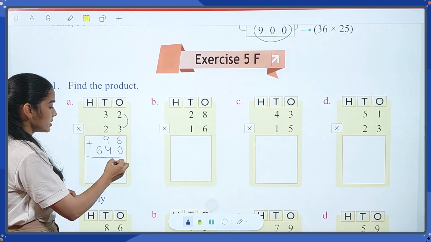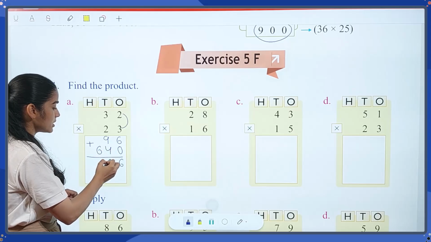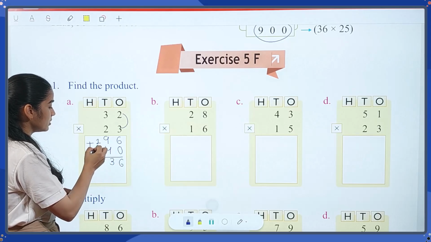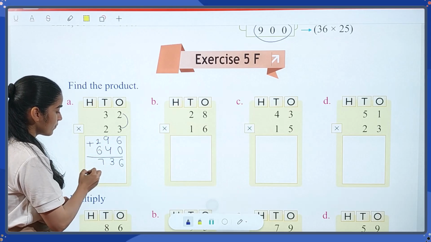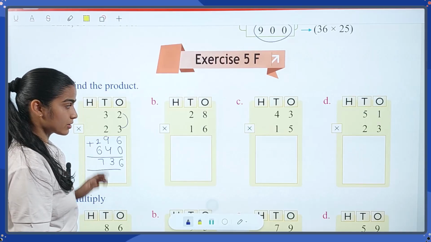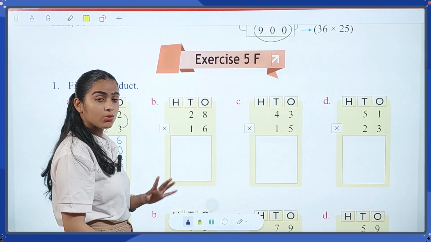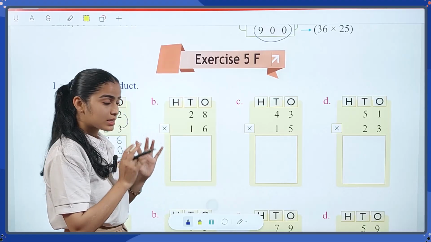6 plus 0 is 6. 9 plus 4 is 13. 1 should be there. 1 plus 6 is 7. So your final answer is 736. Okay. Last one more question and then you have to solve it with the same concept on your own.